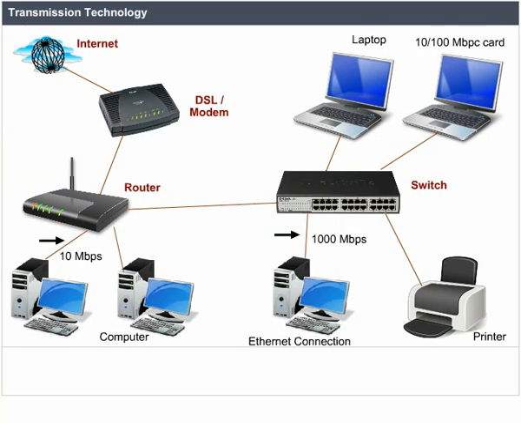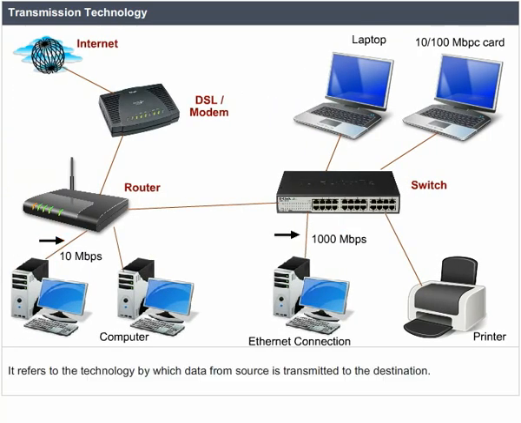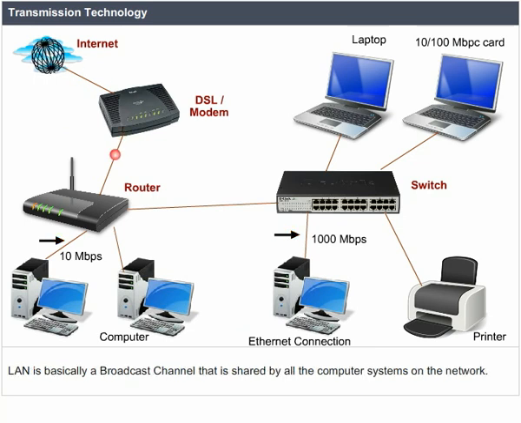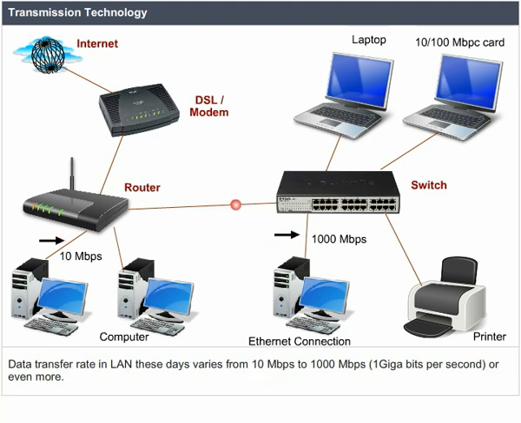Transmission technology. It refers to the technology by which data from source is transmitted to the destination. LAN is basically a broadcast channel that is shared by all the computer systems on the network. Data transfer rate in LAN these days varies from 10 Mbps to 1000 Mbps, 1 gigabit per second, or even more.